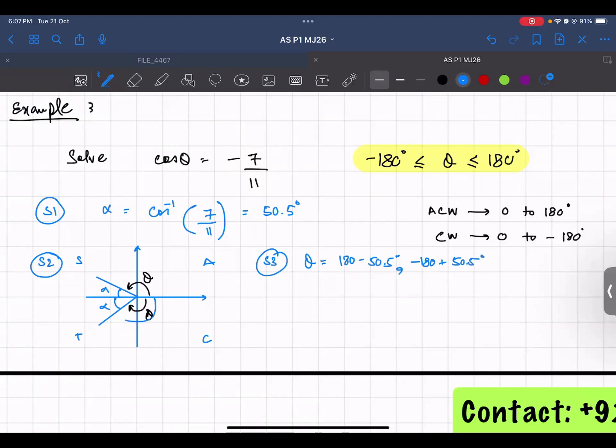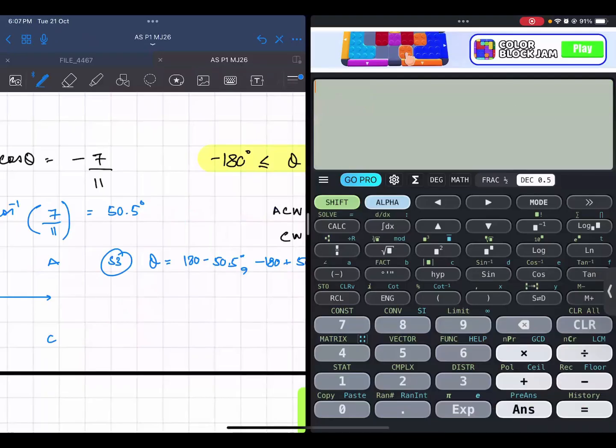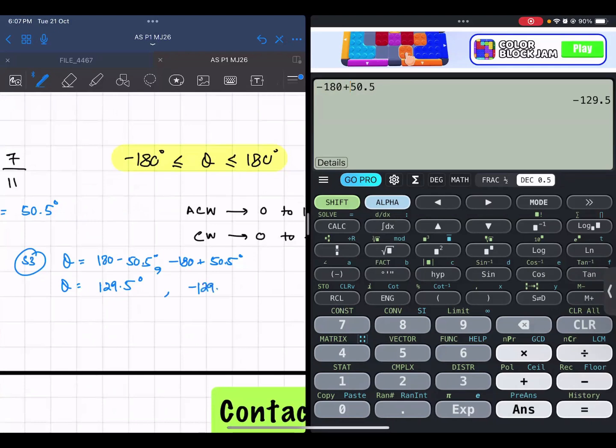Because if I move completely 180 like this, it would be negative 180. And if I want to subtract the alpha from this negative 180, I will have to add it. So negative 180 plus 50.5. So this means the solution is 129.5 and negative 129.5. These are the two solutions.